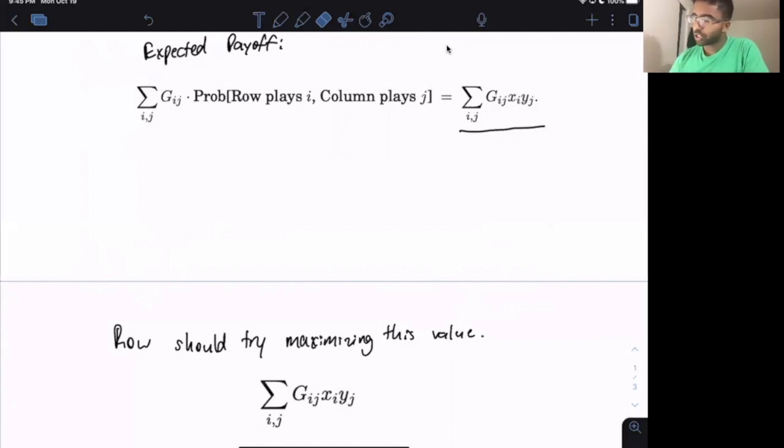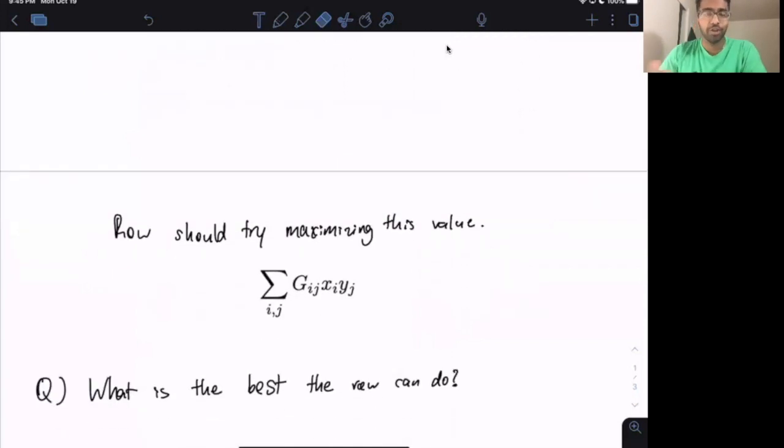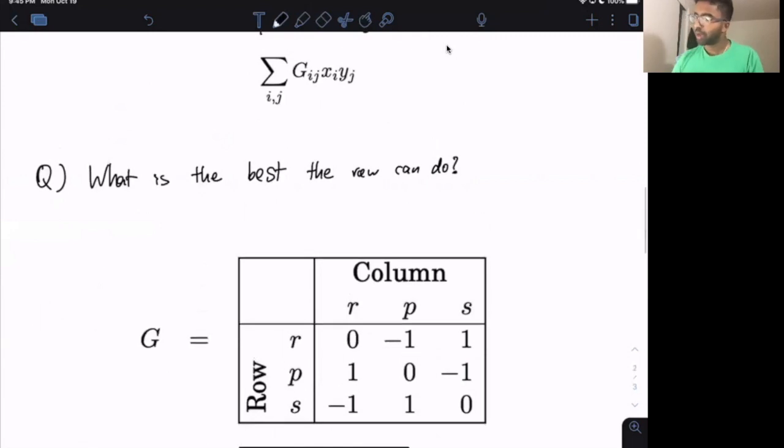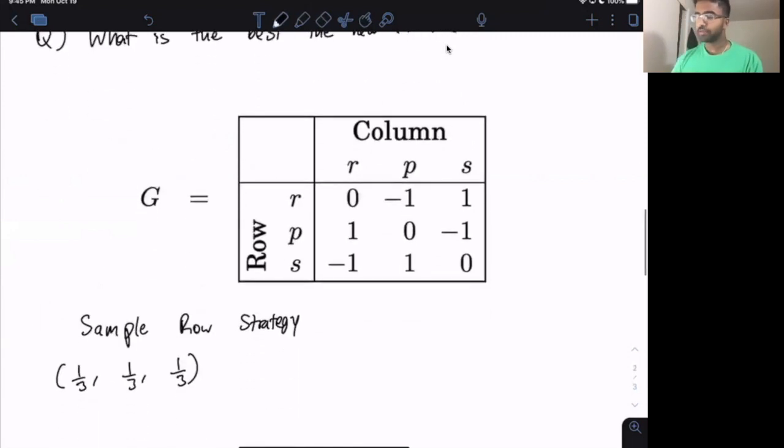Moving on. So quick question for you guys: what would be the best that the row can expect to do, regardless of what strategy the column plays? To answer that question, let's take a look at the payoff matrix again and bring up a sample row strategy. Let's say row plays rock 1/3 of the time, paper 1/3 of the time, and scissors 1/3 of the time. So basically row plays purely randomly, right?